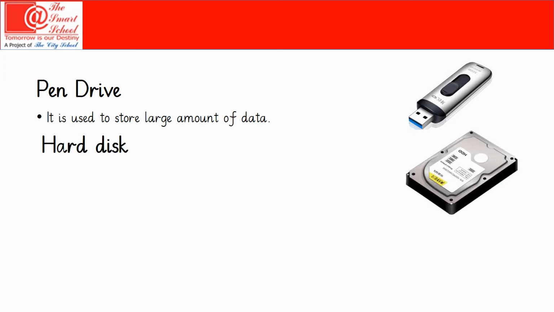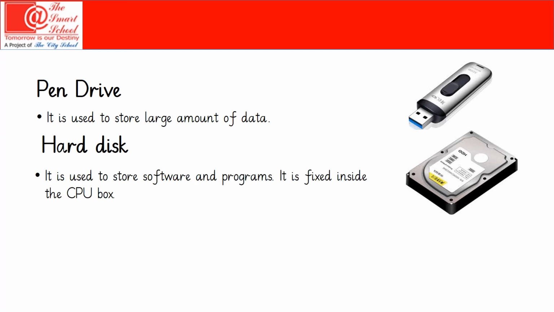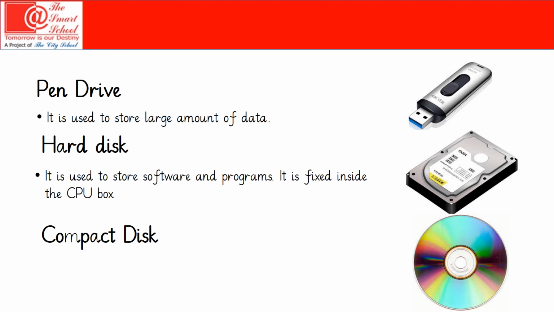Students, can you tell me which picture has appeared in front of you now? Yes, it is the picture of a hard disk. Can you tell why do we use hard disk? Yes, we use a hard disk to store computer programs and information. It is fixed inside the CPU box. Now students, can you identify this picture? Yes, it is the picture of a compact disk. We use compact disk to store large amount of data.